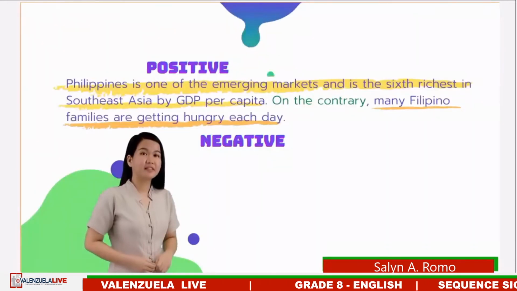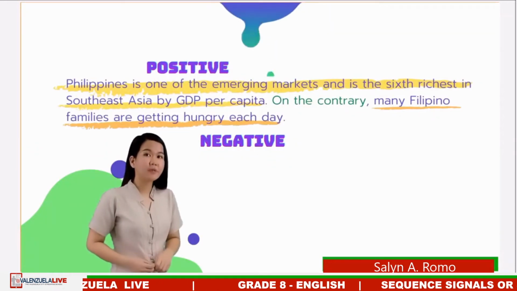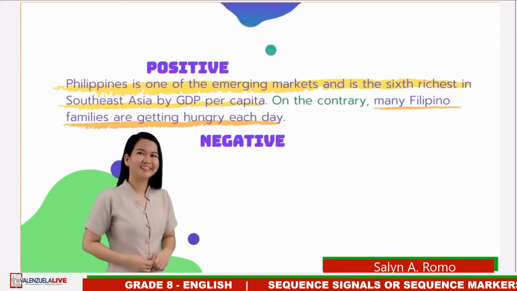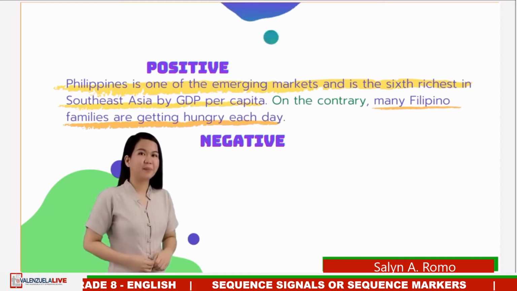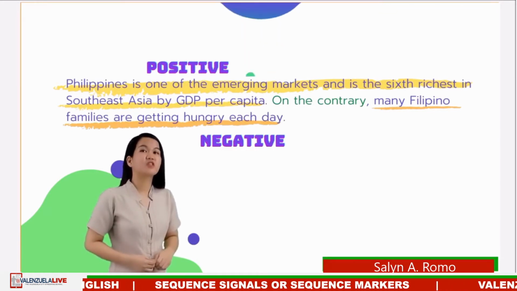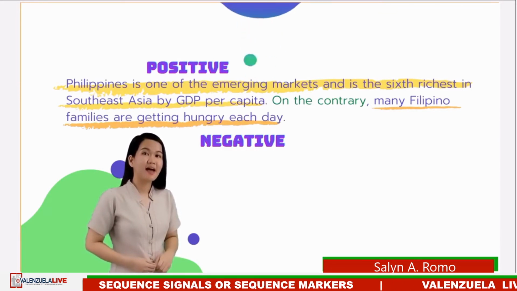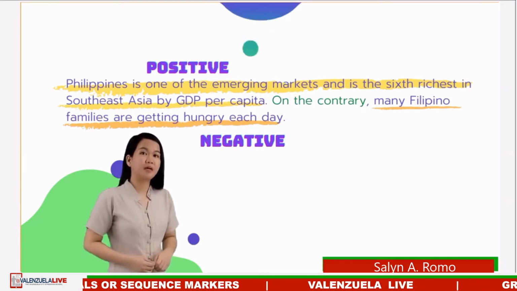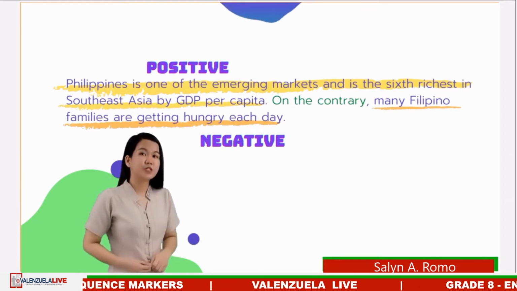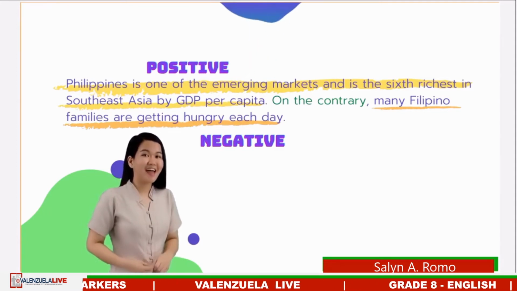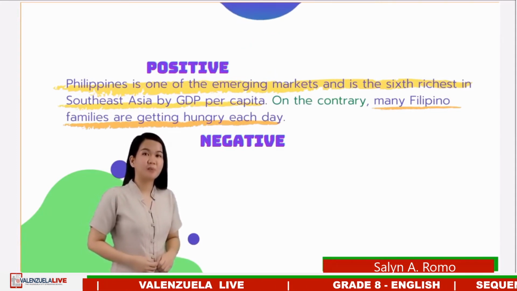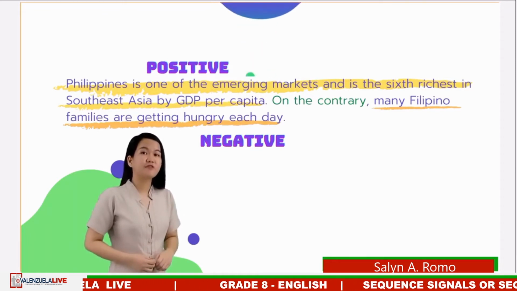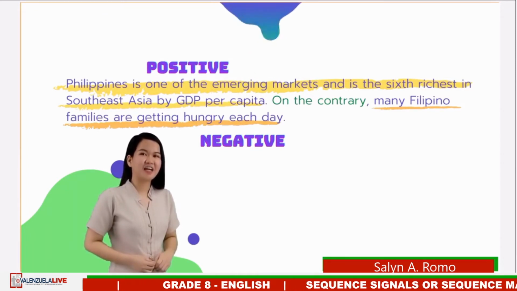In this sentence, there is an exact opposition or contradiction in ideas presented. Look at the first idea. The Philippines is one of the emerging markets and is the sixth richest in Southeast Asia by GDP per capita is the first proposition. Then, it is contradicted by the second proposition, which is many Filipino families are getting hungry each day.